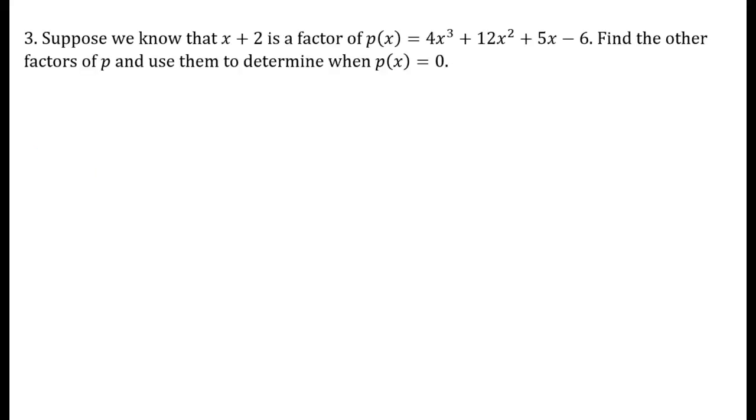And finally, number 3. Suppose that we know that x plus 2 is a factor of p of x. Find the other factors of p and use them to determine when p of x equals 0. So I want to know when p of x equals 0.